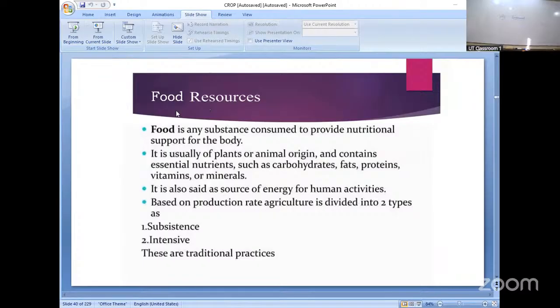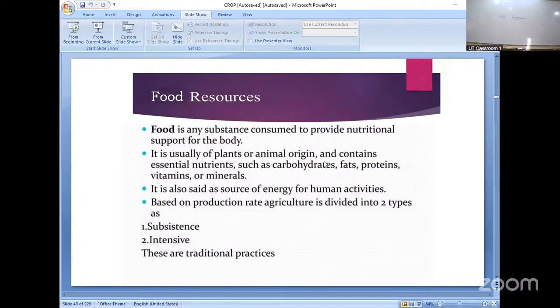Next is the food resources. Food is any substance consumed to provide nutritional support to the body. It may be of plant origin or animal origin. It contains various nutrients: carbohydrates, fats, proteins, minerals, vitamins.